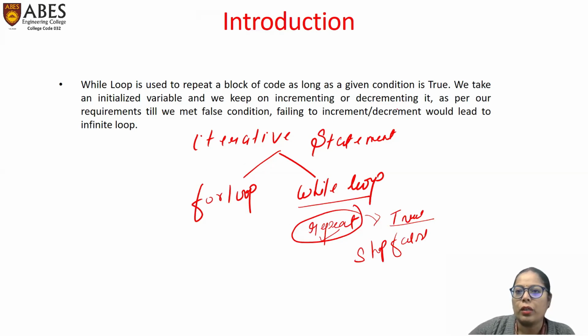Now what we do here in while loop, we take an initialized variable, and we keep on incrementing or decrementing as per our requirements till we meet the false condition. That means the things are being repeated. We can increment or decrement unless and until the condition is true. Once the condition is false, it will exit from the loop or it will stop.